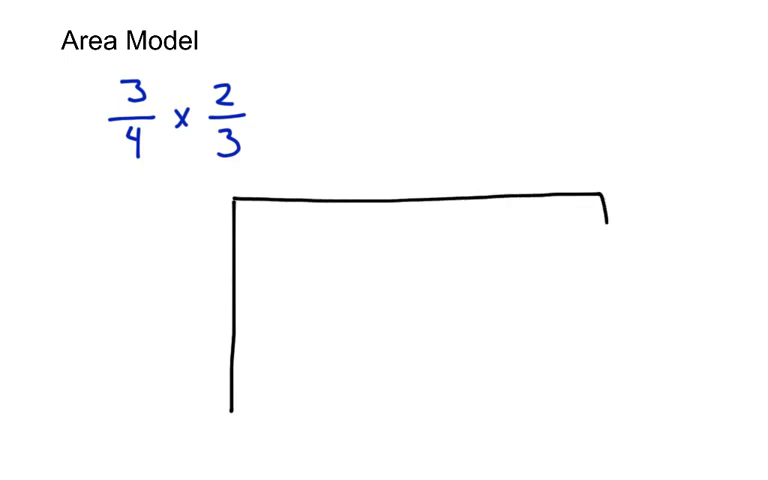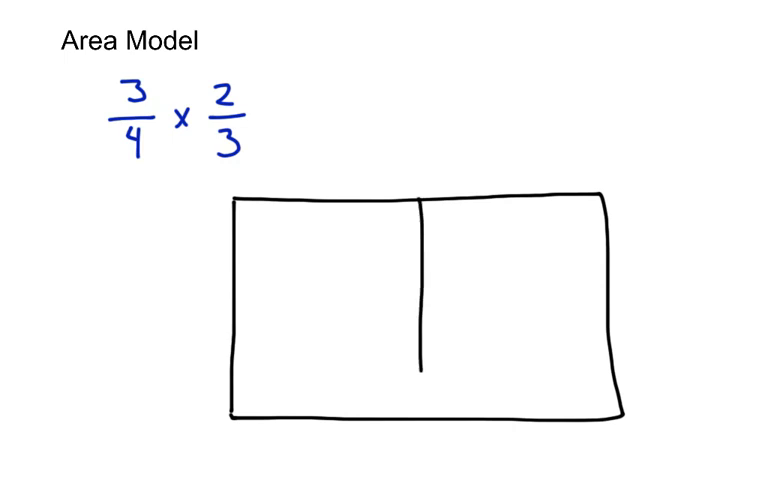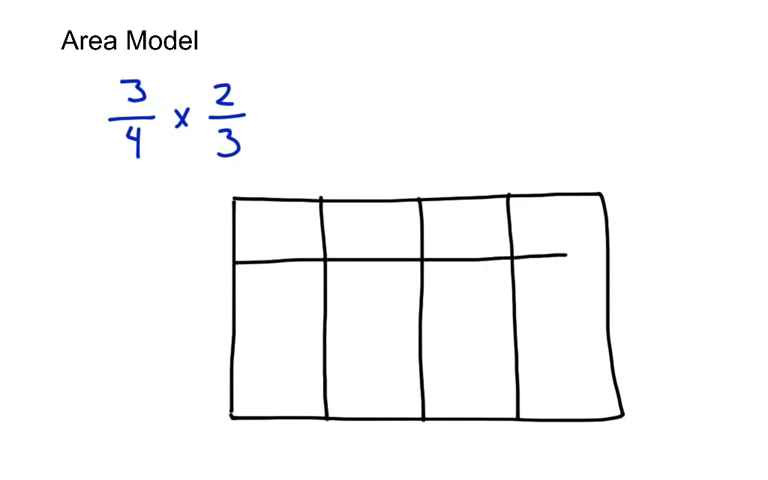Something that I see more often than the discrete model for multiplication is the area model for multiplication. It actually is very cool. I hope you like it. What we're going to look at first here is 3/4 times 2/3 using the area model. We're going to create a rectangle. In one direction, I'm going to cut it in fourths, because that's the denominator of one of my terms. In the other direction, I'm going to cut it in thirds, because that's the denominator of my other term.